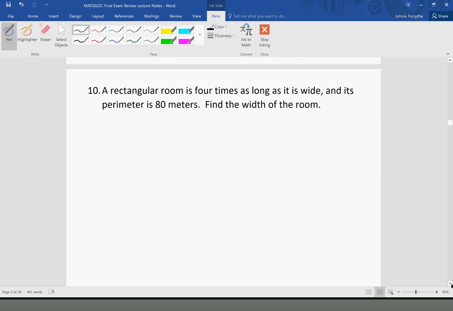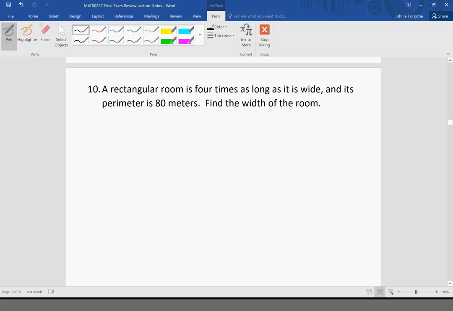Okay, number 10. A rectangular room is 4 times as long as it is wide, and its perimeter is 80 meters. Find the width of the room. So let's sketch this out. It says that it's 4 times as long as it is wide.